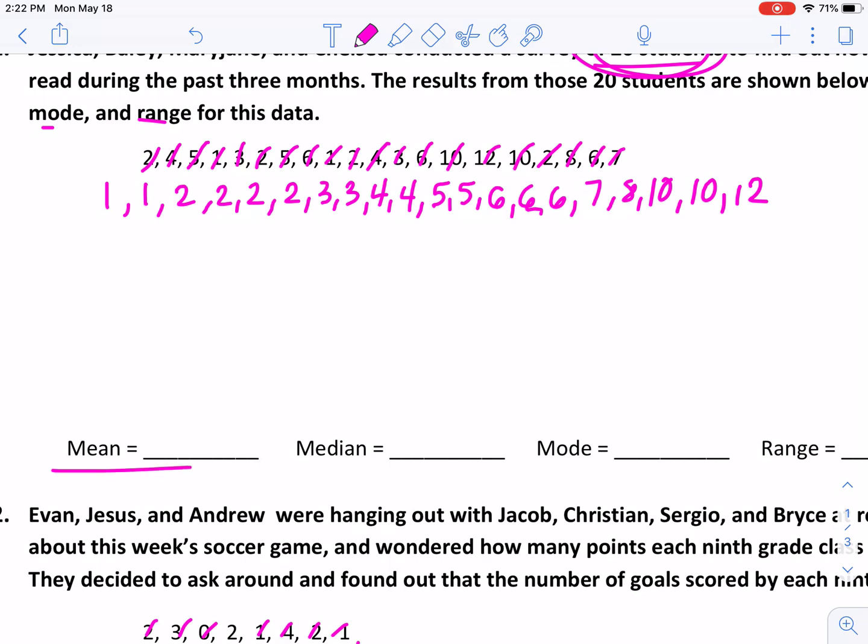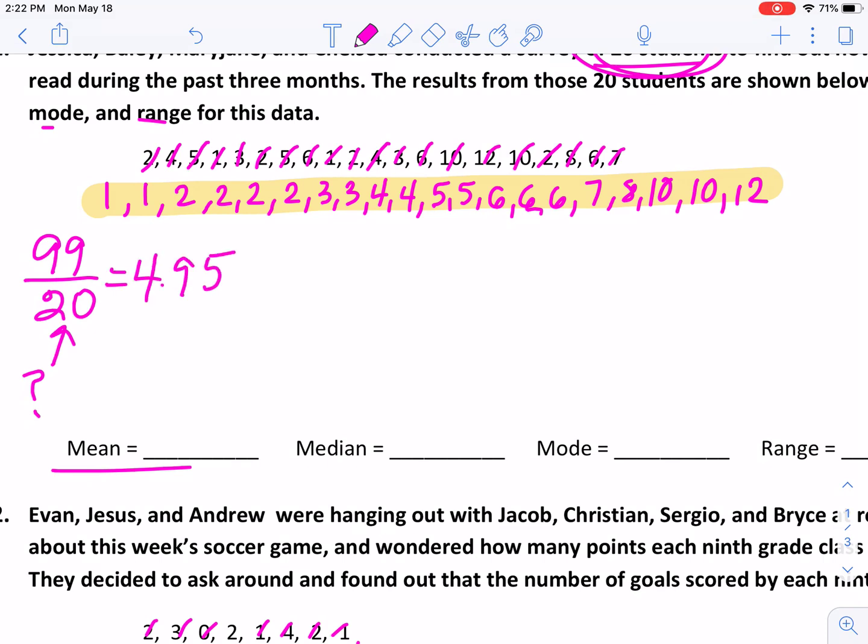So the mean, what you do is you add up all of these values, okay? And when you add up all the values, I'm hoping that you got 99 divided by 20. Okay, so 99 divided by 20. Why 20? Because there are 20 pieces of data. When you divide that, you get 4.95. So the mean would be 4.95. Okay? Median, what we do is we find the absolute middle value.